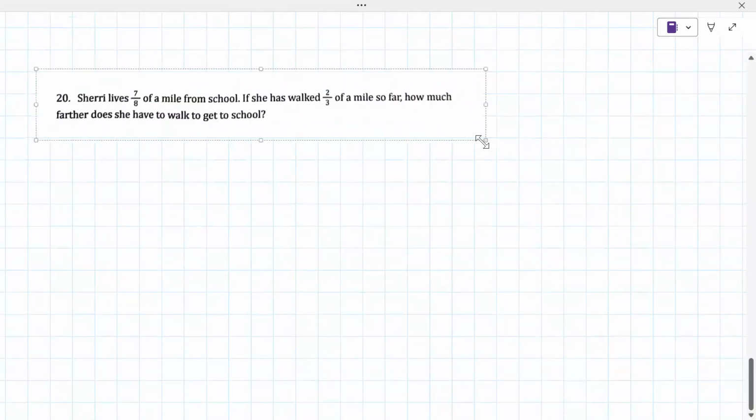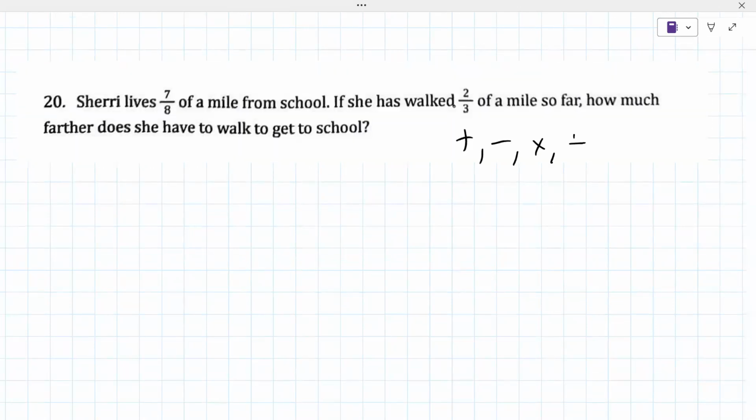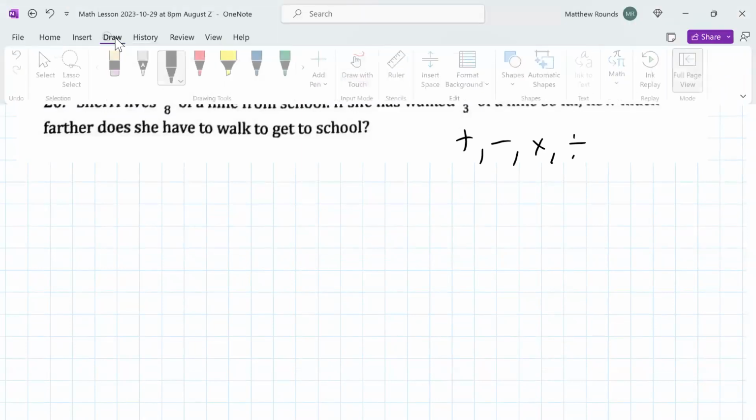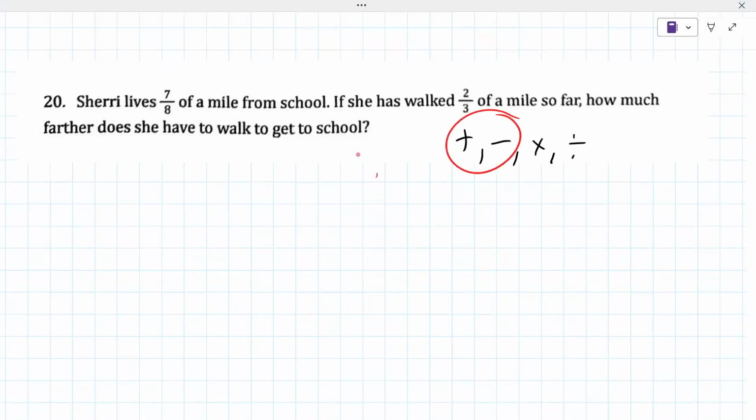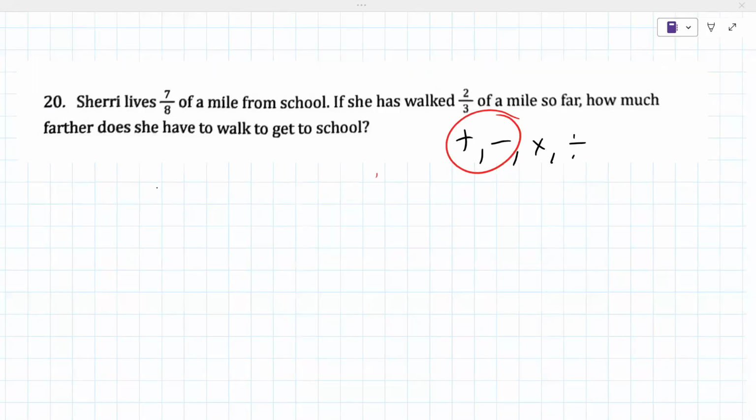All right, so for number 20, it's probably going to be some sort of an add, subtract, multiply, or divide. And since we've been mostly doing addition and subtraction, it's probably going to be addition or subtraction. So, why don't you see if you can set this one up? Would it be subtraction, right? Yes, it would. It would be like 7/8 - 2/3. Yes, you got it. All right, so give that a try and see what you come up with.